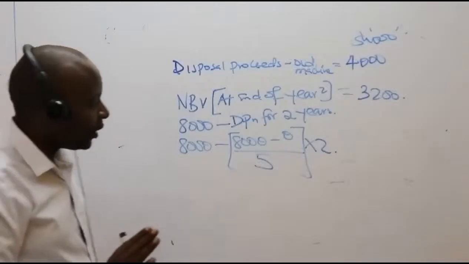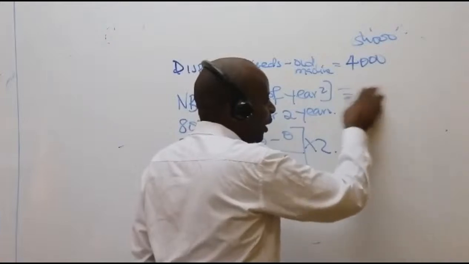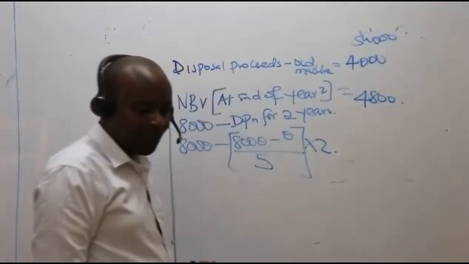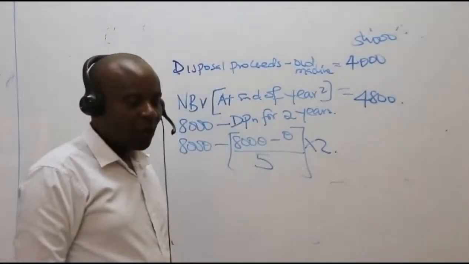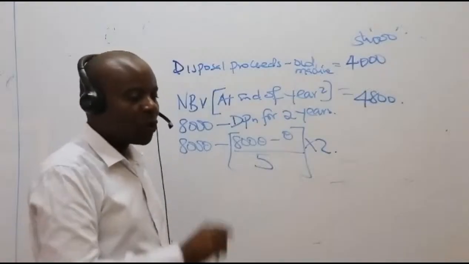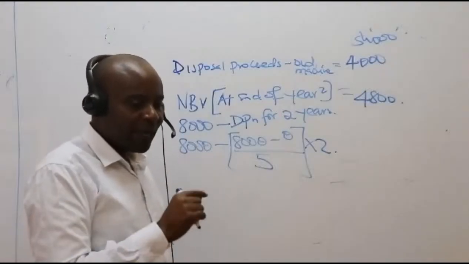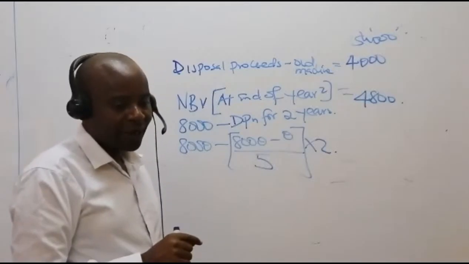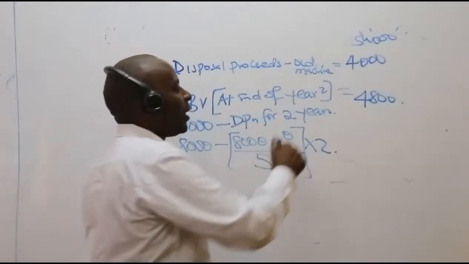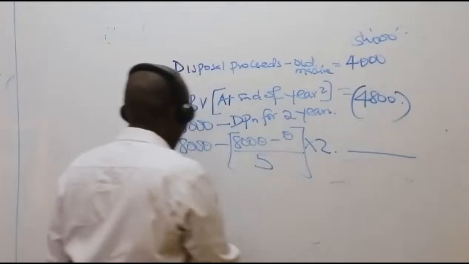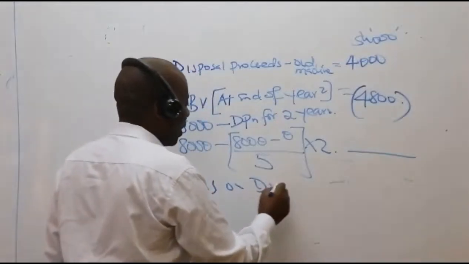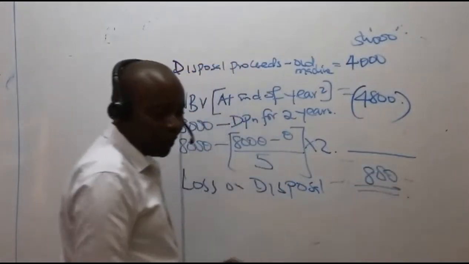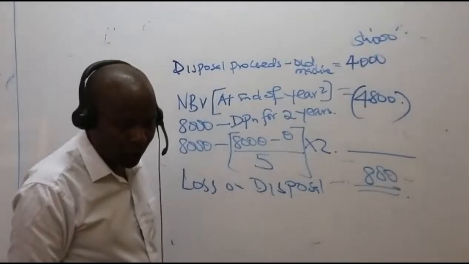They're saying it's 4,800. I was wondering, because it's rare for me to get a question where they're making a profit. So please check again. 3.2 is accumulated depreciation. So 8,000 minus 3,200 gives us 4,800. So in this case we have a loss on disposal of 800.